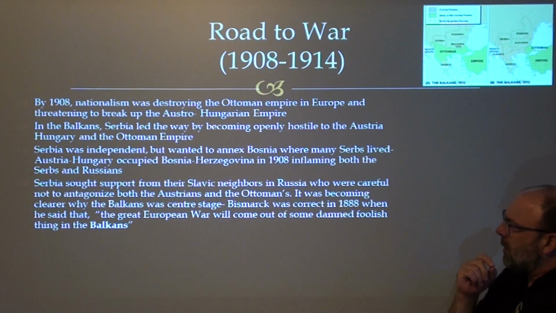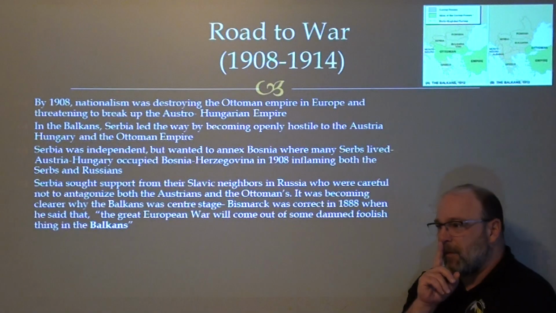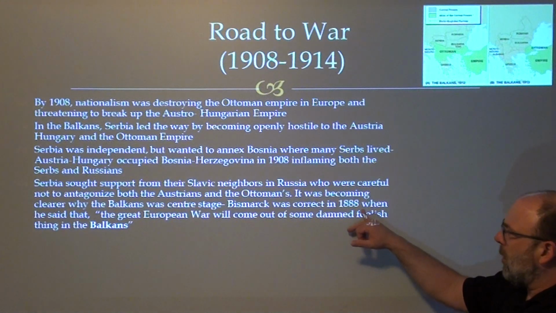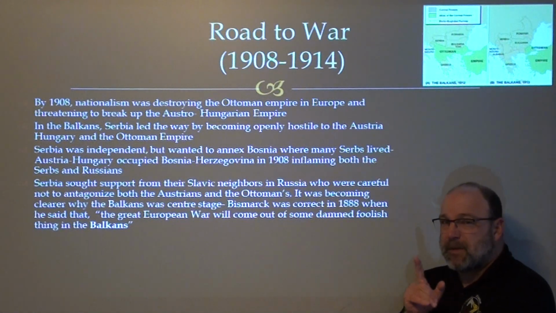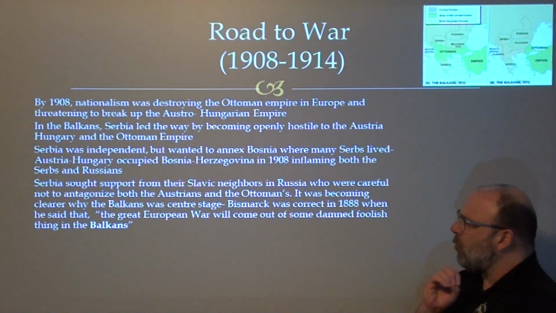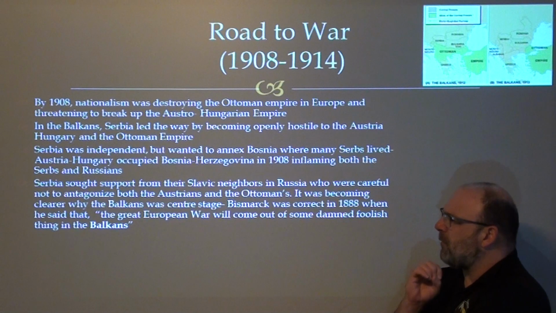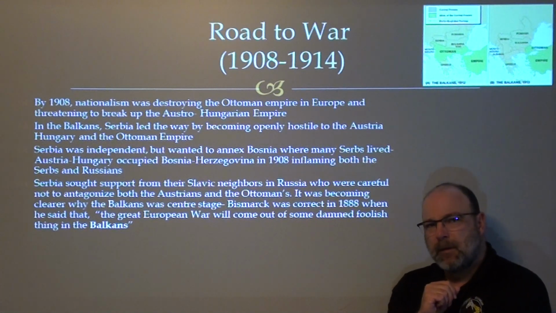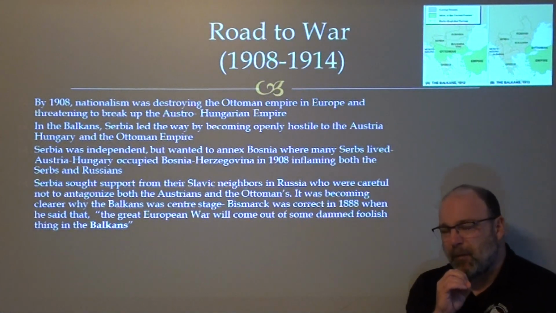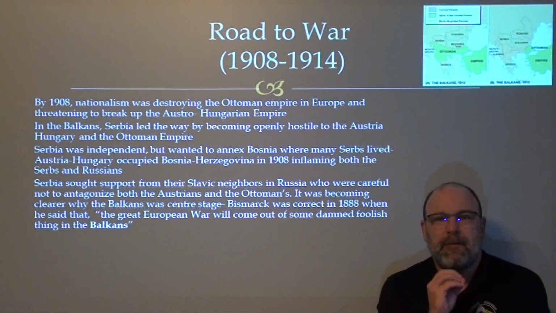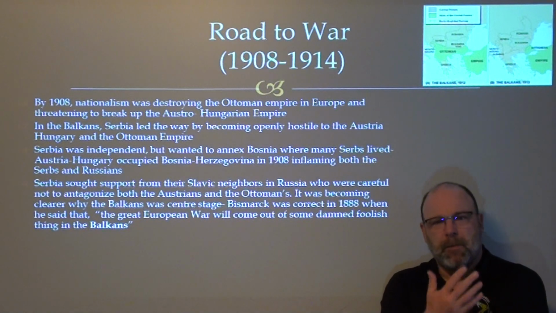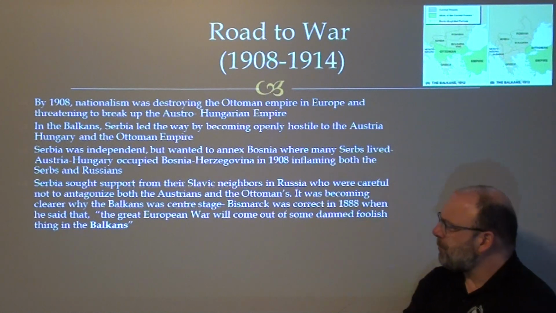Bismarck was correct. This is very interesting. Another thing that makes Bismarck a remarkable leader, in 1888, when he was still Chancellor of Germany, the year that, of course, Kaiser Wilhelm came into power, he said this: "The great European war will come out of some damned foolish thing in the Balkans." Now, if that's not prophetic, I don't know what is. He understood 30 years before the outbreak of World War I that when and if war comes, it's going to come from somebody making a stupid mistake in the Balkans. So there you have it.